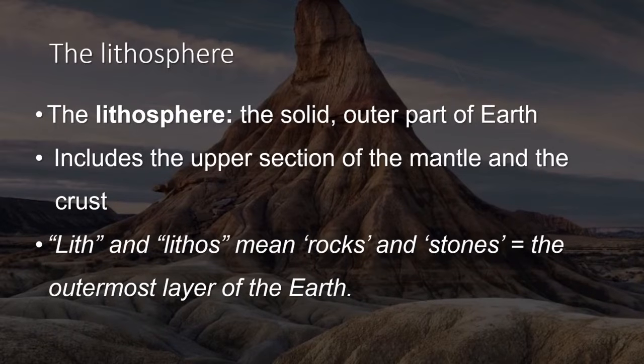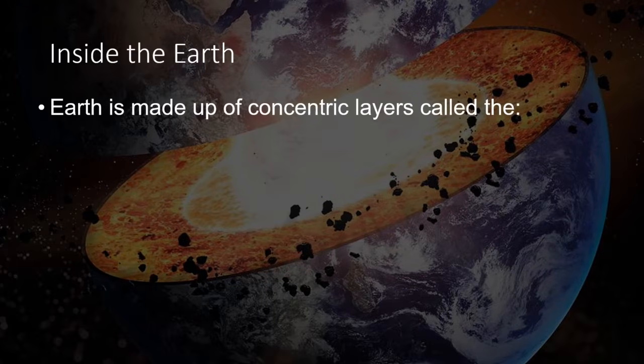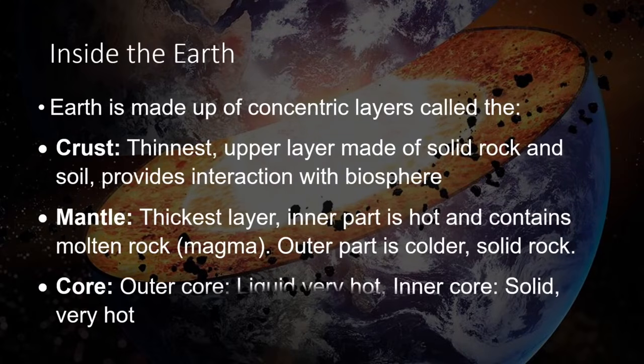With regards to the word lithosphere, lith and lithos mean rocks and stones. Therefore, we can describe the lithosphere as the outermost layer of the Earth. What's found inside the Earth is made up of concentric layers called the crust, the mantle, and the core. The crust is the thinnest upper layer of solid rock and soil, and it provides the main interaction with the biosphere. To do some revision, the biosphere consists of all living organisms found on Earth.